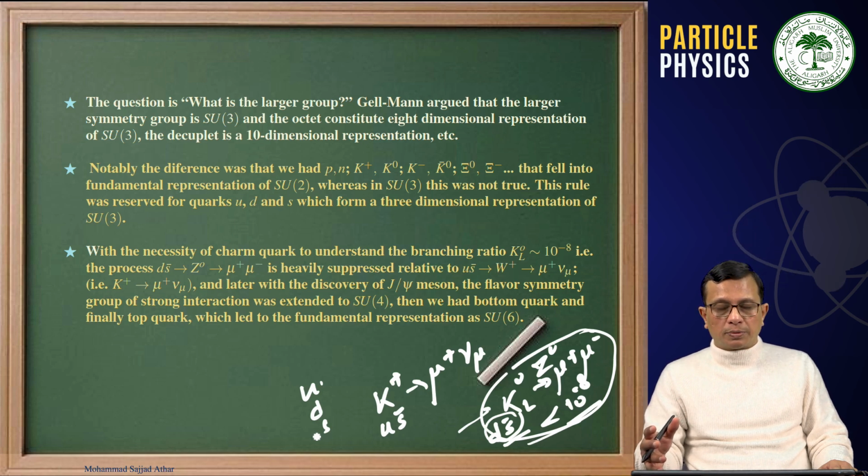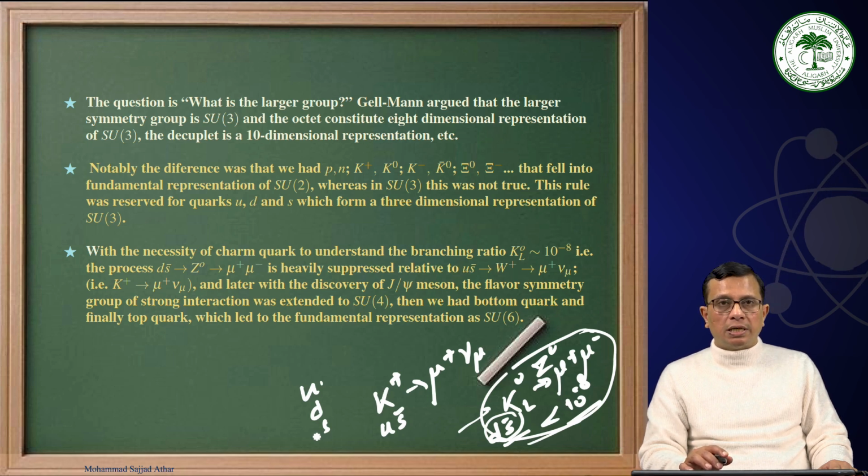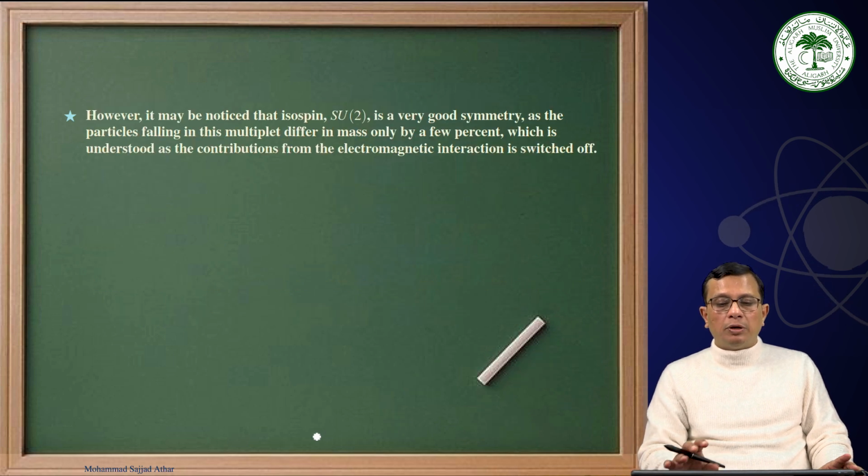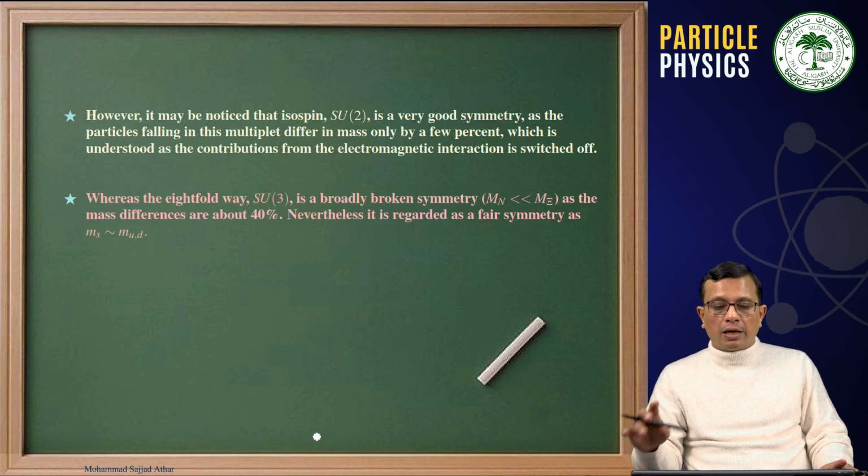charm baryons were observed. Then after some time in the experiments, beauty baryons and beauty mesons were observed. Therefore, this SU3 was extended to SU4, then to SU5, and finally to SU6. However, it may be noticed that isospin SU2 is a very good symmetry as the particles falling in this multiplet differ in mass only by a few percent, which is understood as the contributions from the electromagnetic interaction being switched off. Whereas the eightfold way, SU3, is a broadly broken symmetry as the mass differences are about 40%.